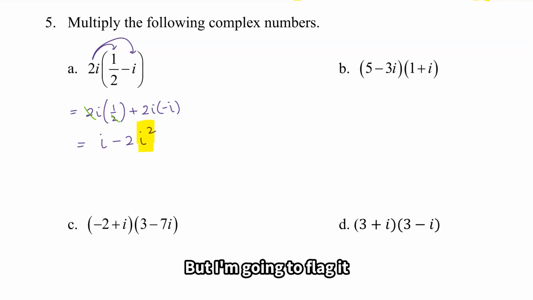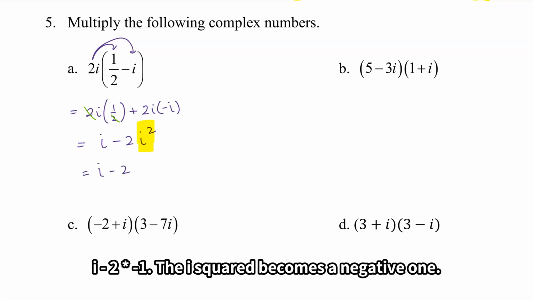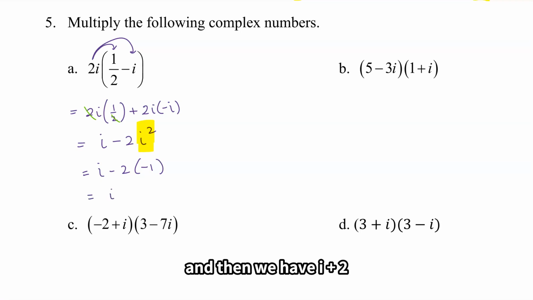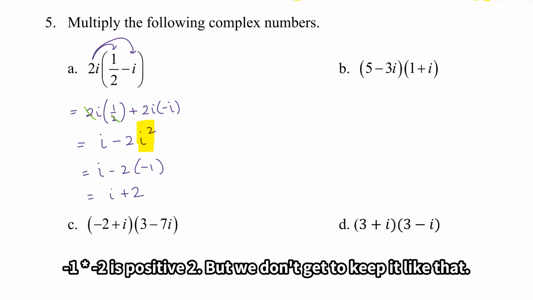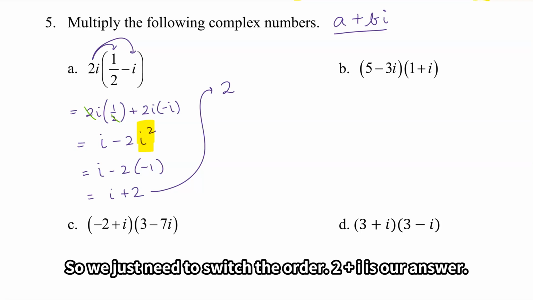But I'm going to flag it because we cannot keep that i squared there. i minus 2 times -1. The i squared becomes a -1. And then we have i plus 2. -1 times -2 is +2. But we don't get to keep it like that. That's not standard form. a plus bi is standard form. So we just need to switch the order. 2 plus i is our answer.